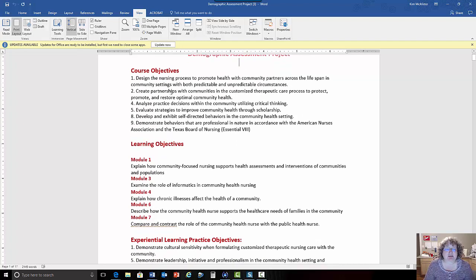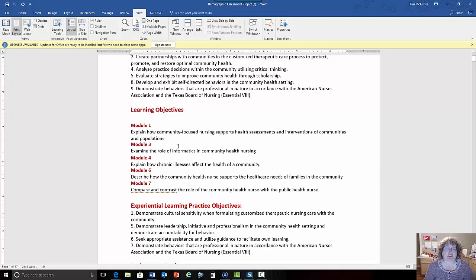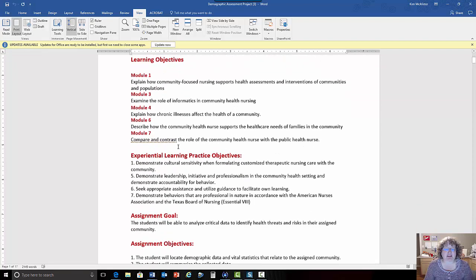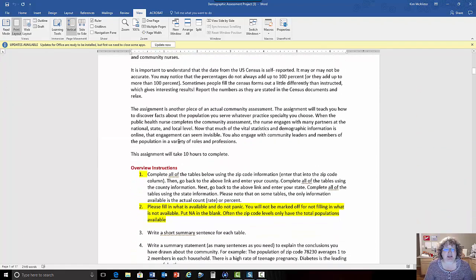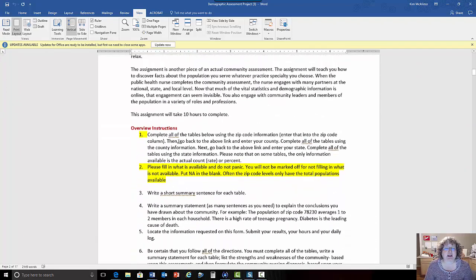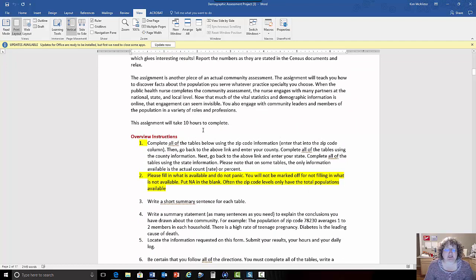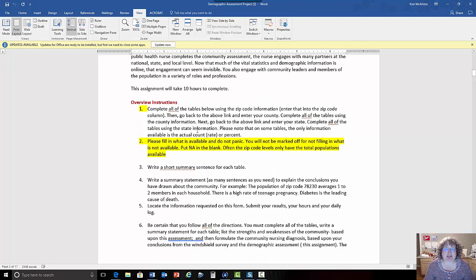So this explains the course objectives. It tells you the learning objectives that are met by this project, the goal and assignment objectives, and so on. This assignment takes roughly 10 hours to put together. You may do it faster, you may do it slower.